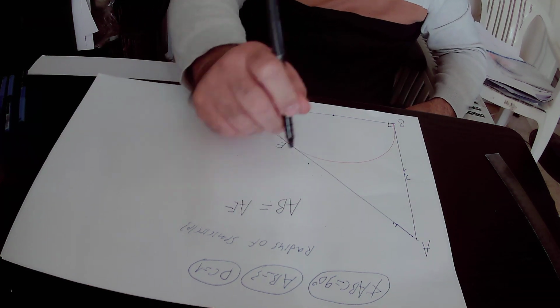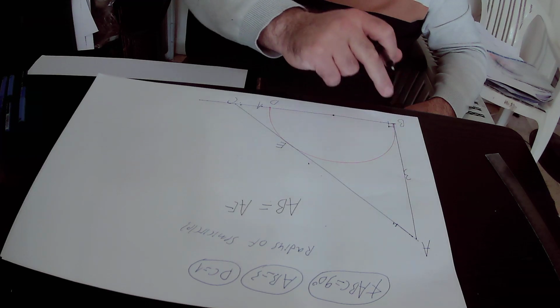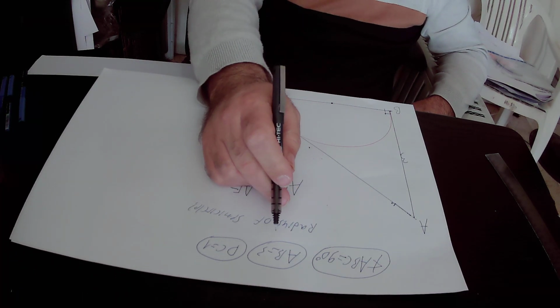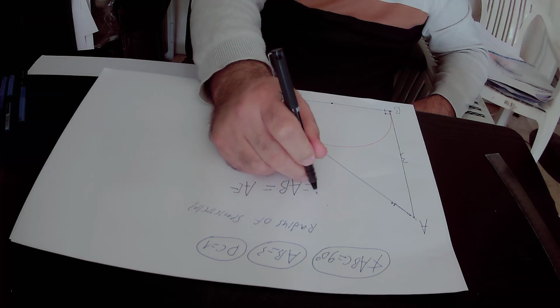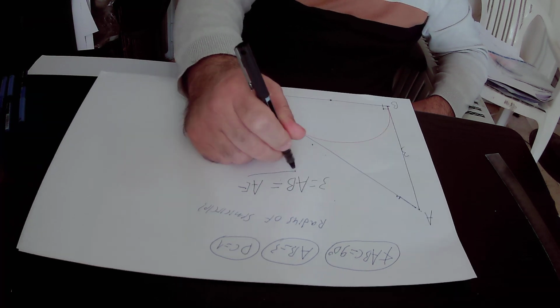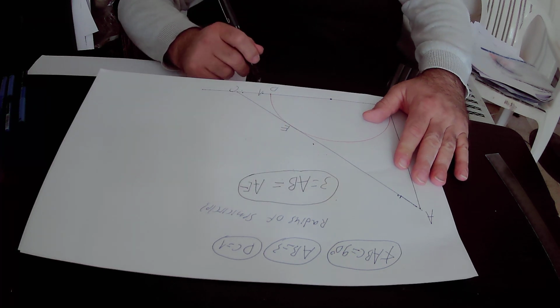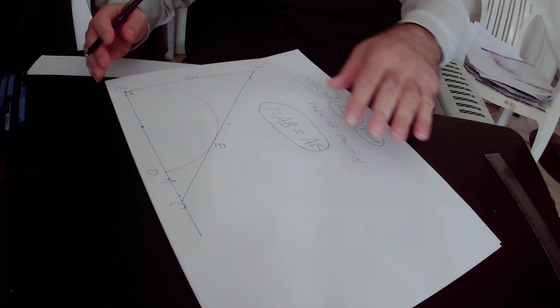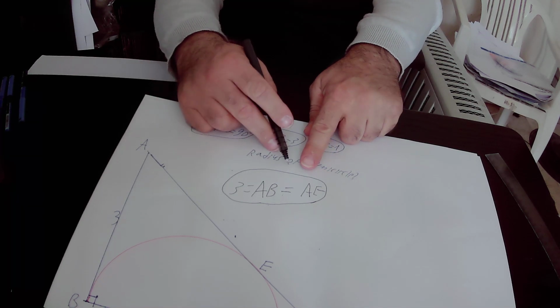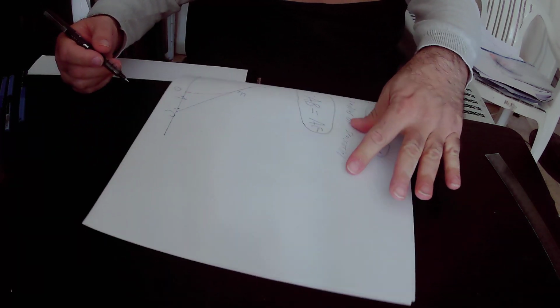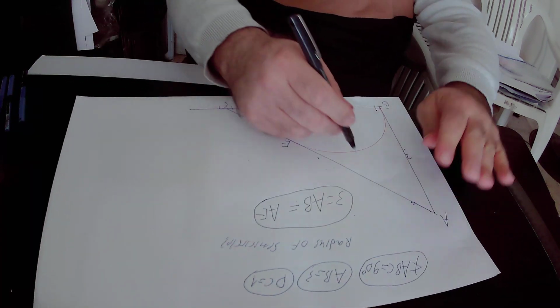AB equals AE, but we know that AB equals 3 units. It is given in the question that AB equals 3. And so from this equality, we conclude that AE also equals 3 units. Okay, so here AE equals 3 units.